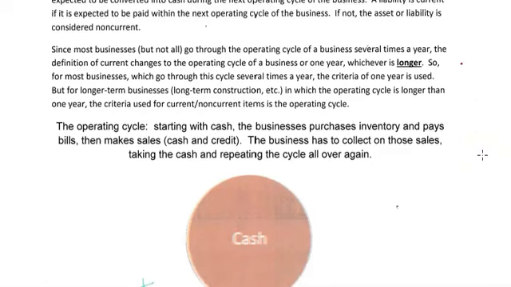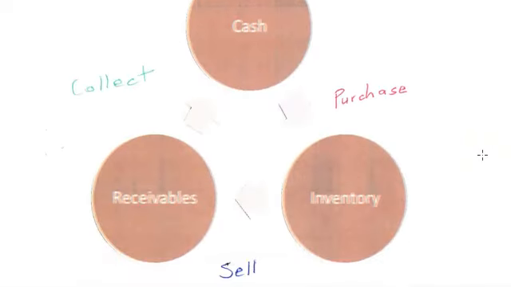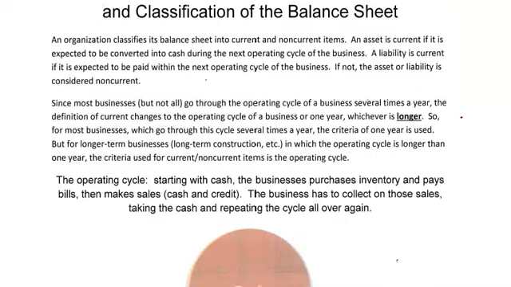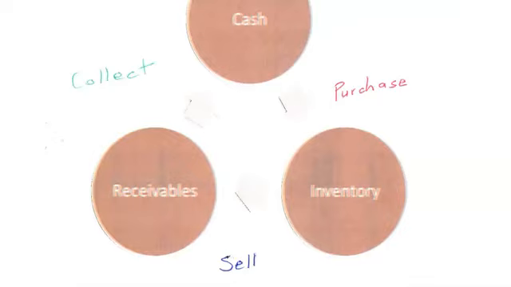So this operating cycle is very important because you have to look at it for the individual business and see how many times they're turning that merchandise inventory every year. That's going to determine the classification of their balance sheet, where those assets and liabilities go, as either current or non-current. So that is the operating cycle of the business and its importance in classifying the balance sheet. I hope this makes sense and I hope it helps.